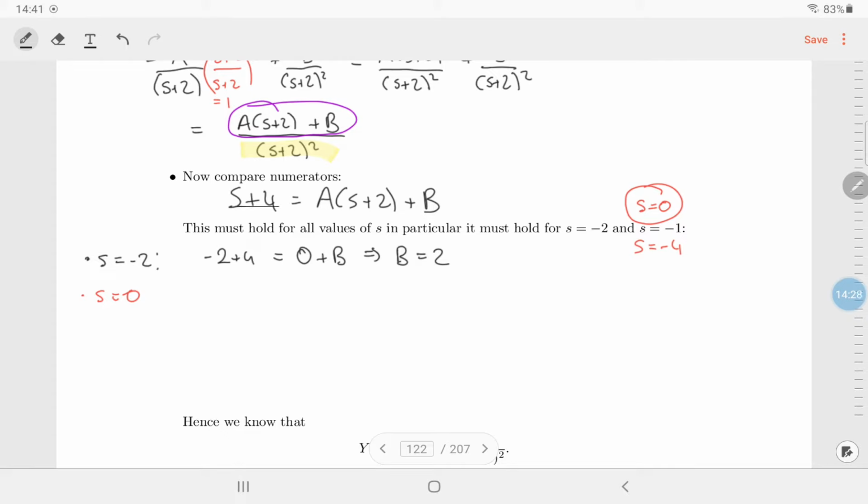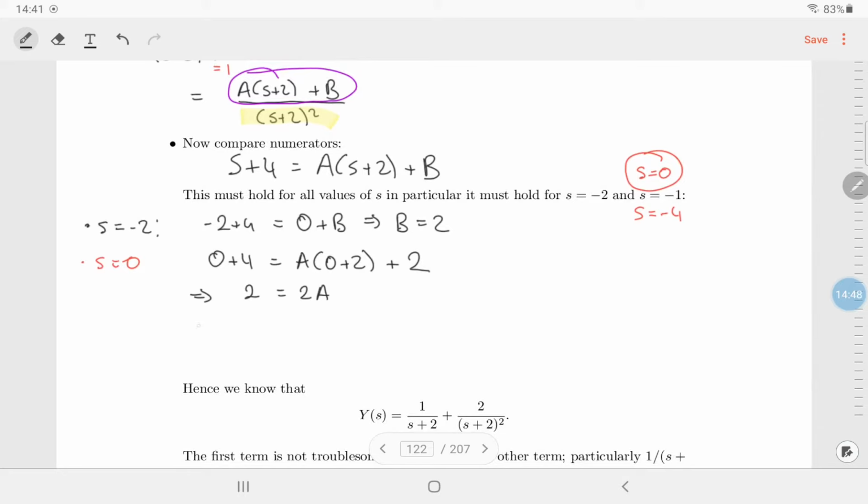So on the left hand side, s plus 4 is 0 plus 4 equal to a times 0 plus 2 plus b, which is equal to 2. We just found that just above. So if I take away the 2 from both sides, I get 2 is equal to 2a. Divide both sides by 2, a is equal to 1. So a is 1 and b is 2.